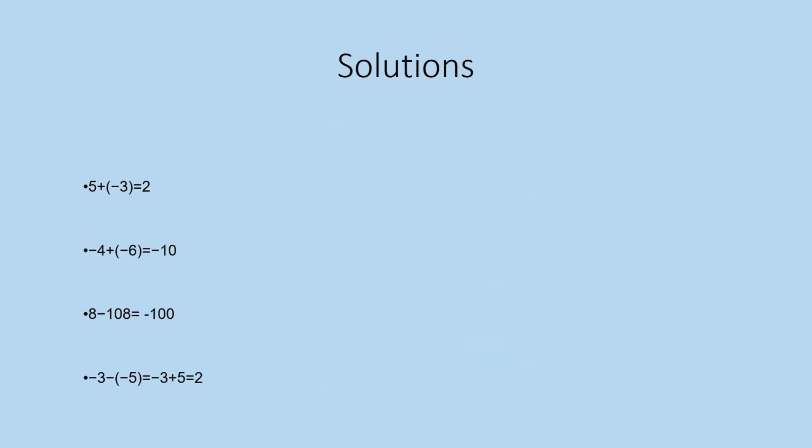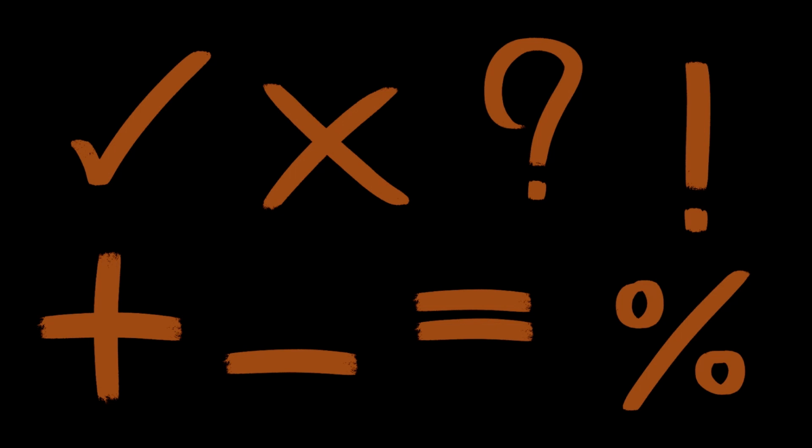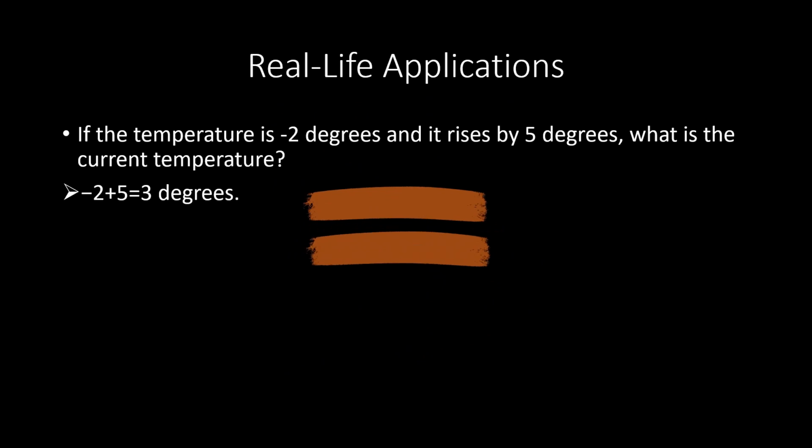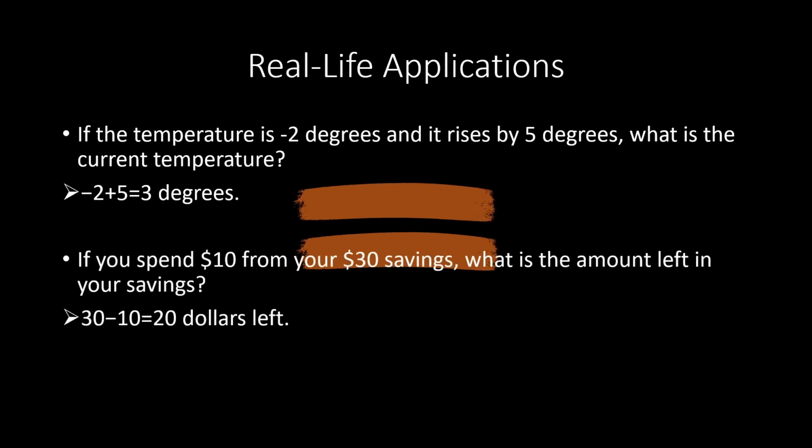Now, let's talk about where we use addition and subtraction of integers in real life. For example, if the temperature is minus 2 degrees and it rises by 5 degrees, we add minus 2 plus 5 equals 3 degrees. If you spend $10 from your $30 saving, you subtract 30 minus 10 equals $20 left.